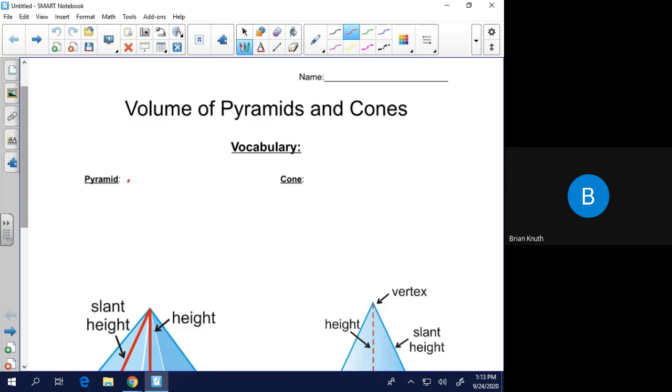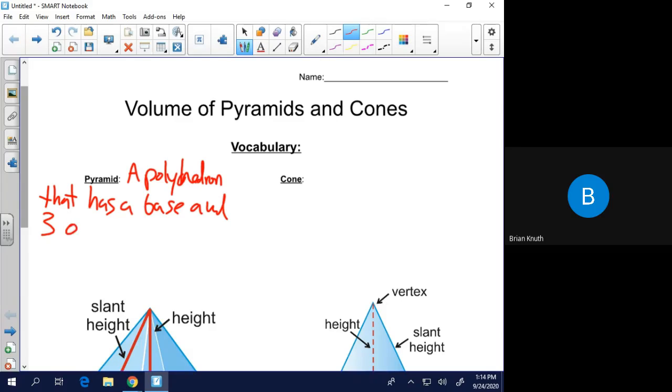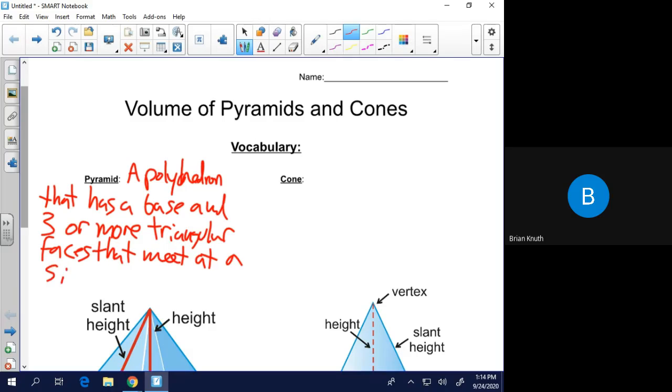Okay, it is a polyhedron that has a base and three or more triangular bases that meet at a single vertex. Okay, is a pyramid.